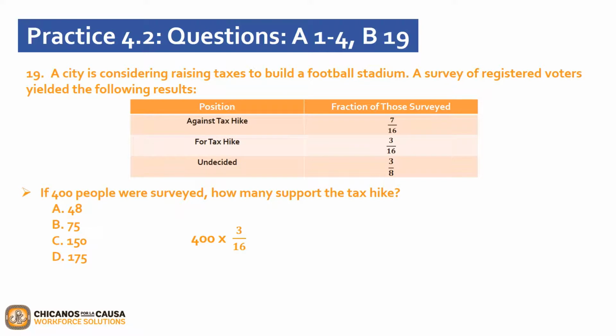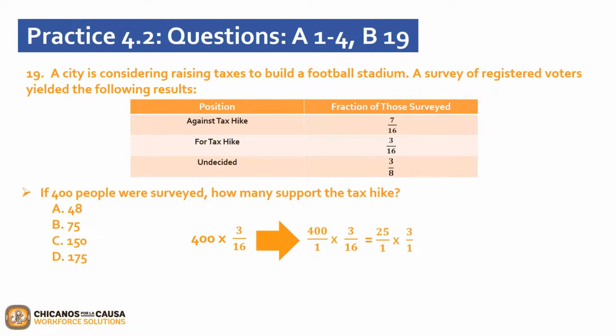As we saw before, we need to turn any whole number into an improper fraction so that we can just multiply across the board. This gives us 400 over 1 times 3 over 16. Now, 400 is actually easily divisible by 16, so we can further reduce these fractions.